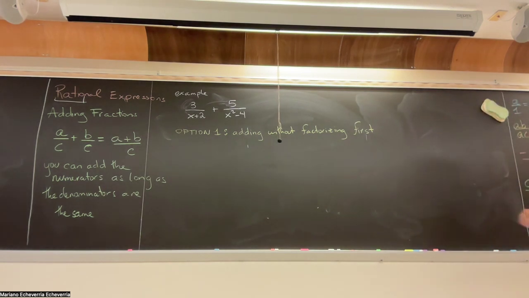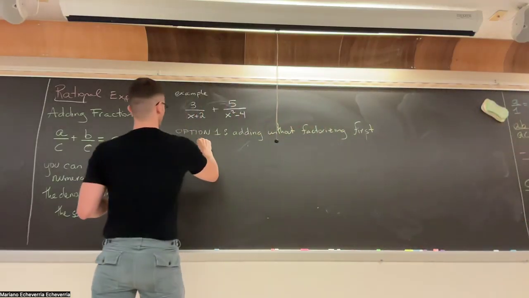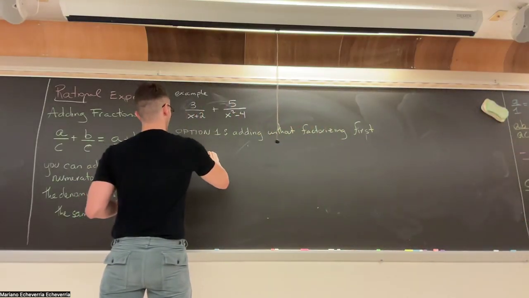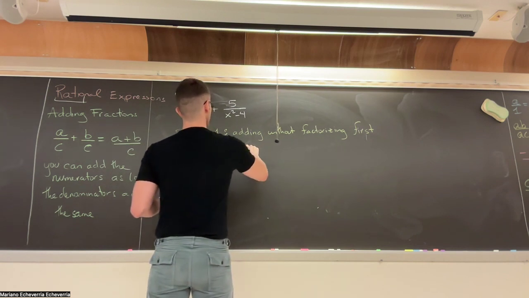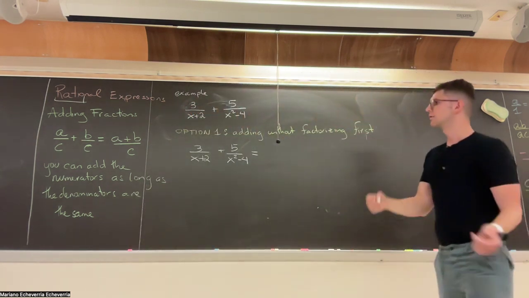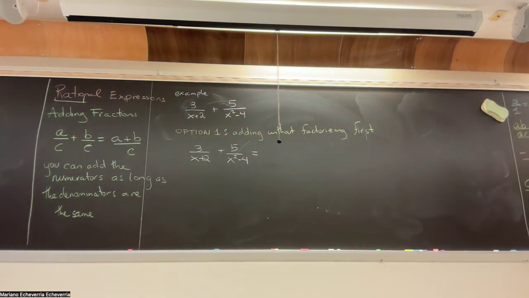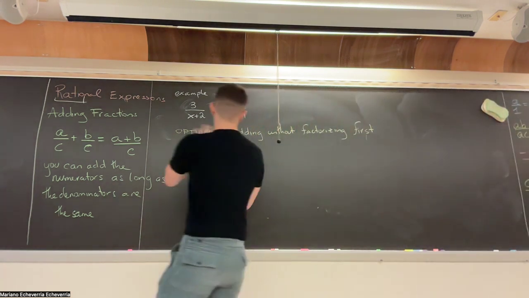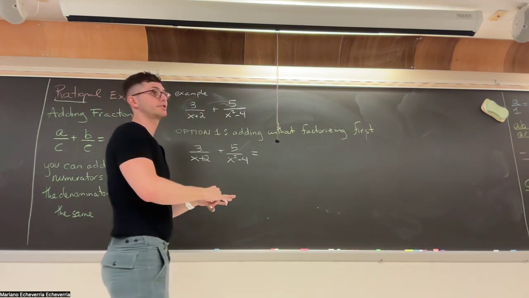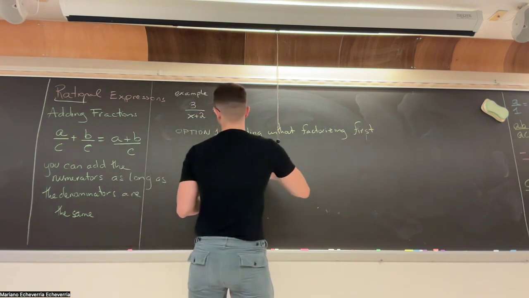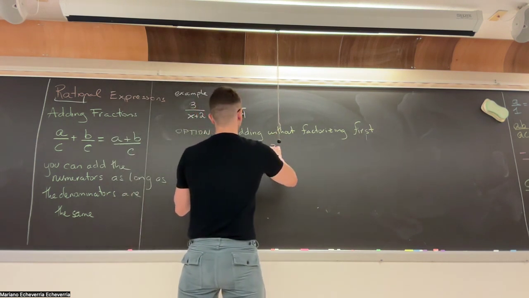So what's going to happen here? Again, you cannot add them as they appear because their denominators are not the same. So if you're not factoring anything out first, what you can see is, okay, I have to force these denominators to be the same, right? And then you can say, okay, for the first fraction, right?